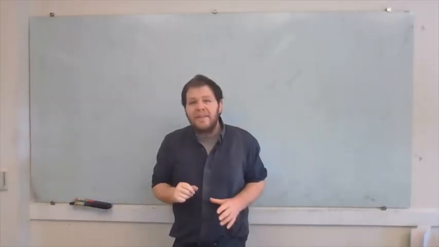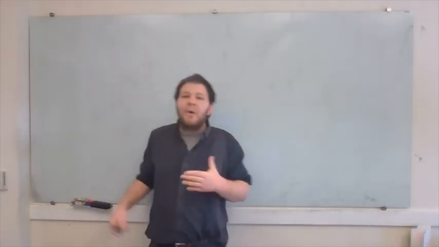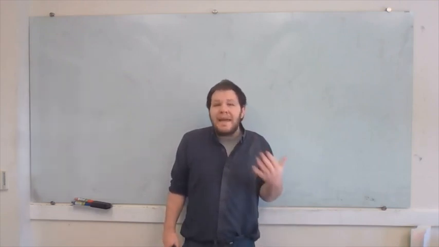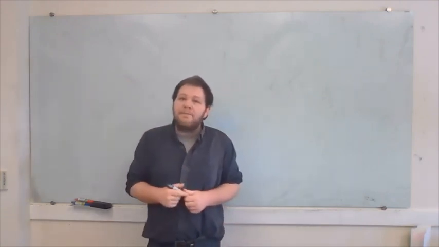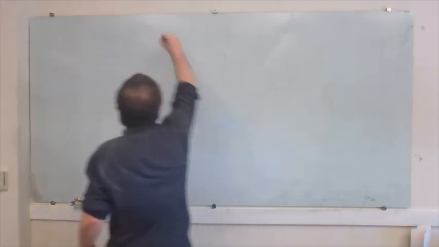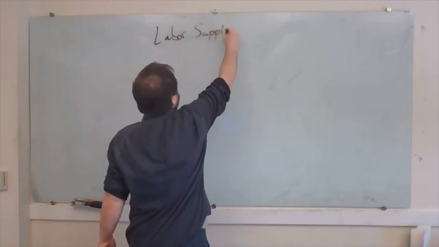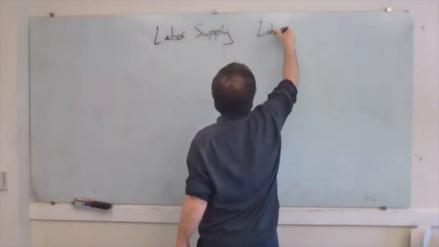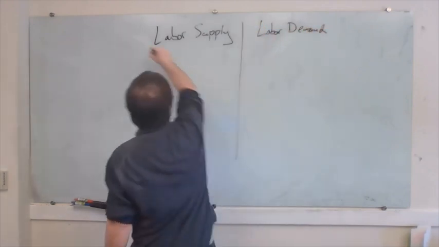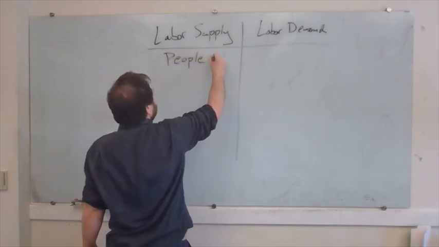So the most important thing to start with when we're thinking about labor demand is the fact that while labor is supplied by human beings, right? Labor is supplied by people, labor is demanded by firms. And our understanding of firms differs in some pretty important ways from our understanding of human beings. So in general, right, we're comparing these two: people versus firms.